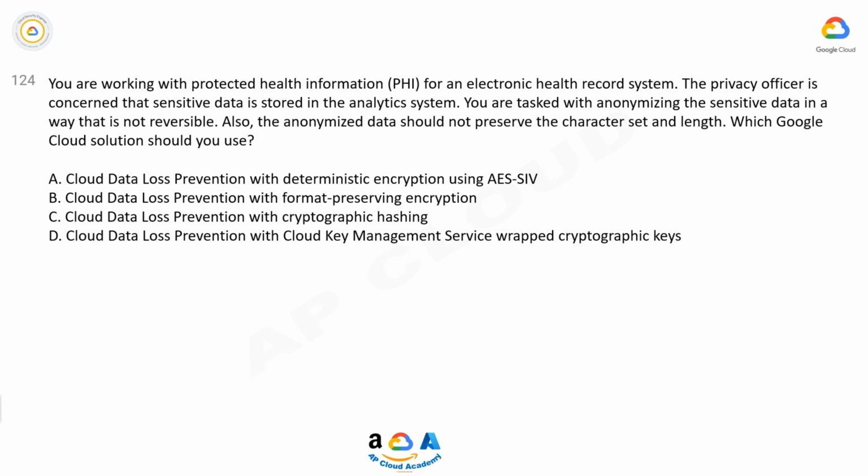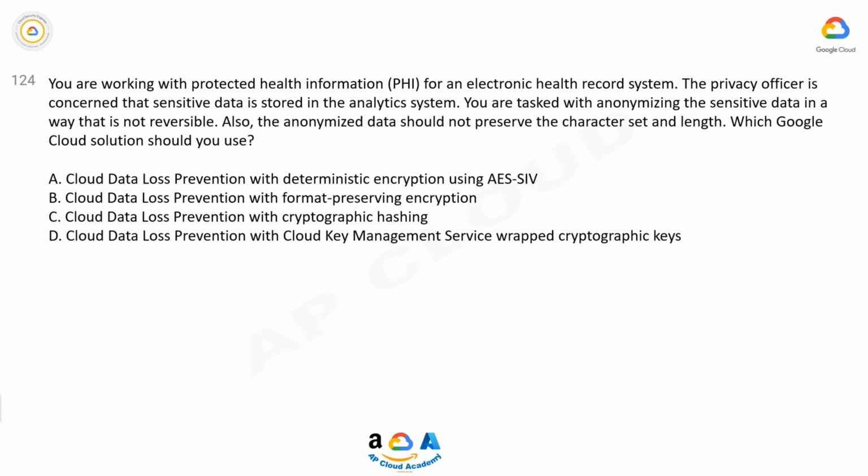124. You are working with Protected Health Information, PHI, for an electronic health record system. The privacy officer is concerned that sensitive data is stored in the analytics system. You are tasked with anonymizing the sensitive data in a way that is not reversible. Also, the anonymized data should not preserve the character set and length. Which Google Cloud solution should you use?